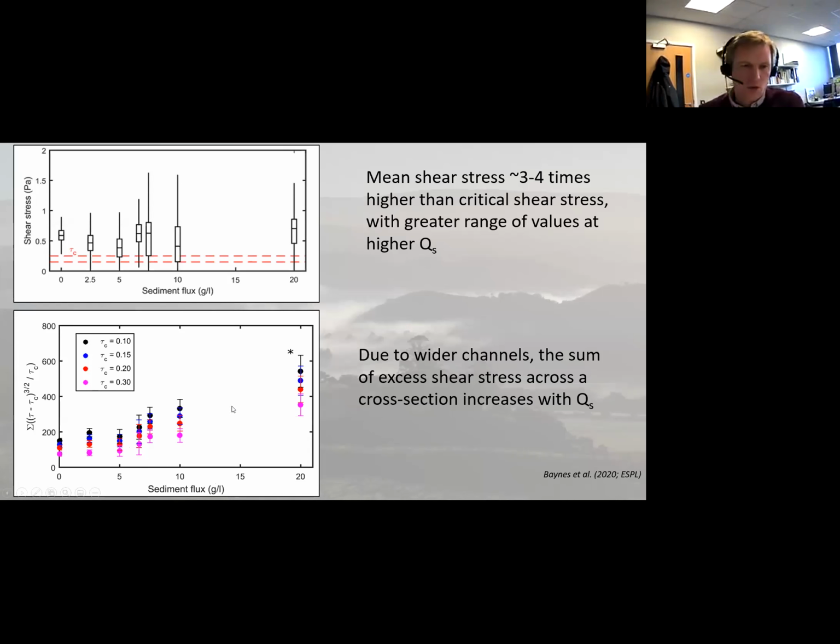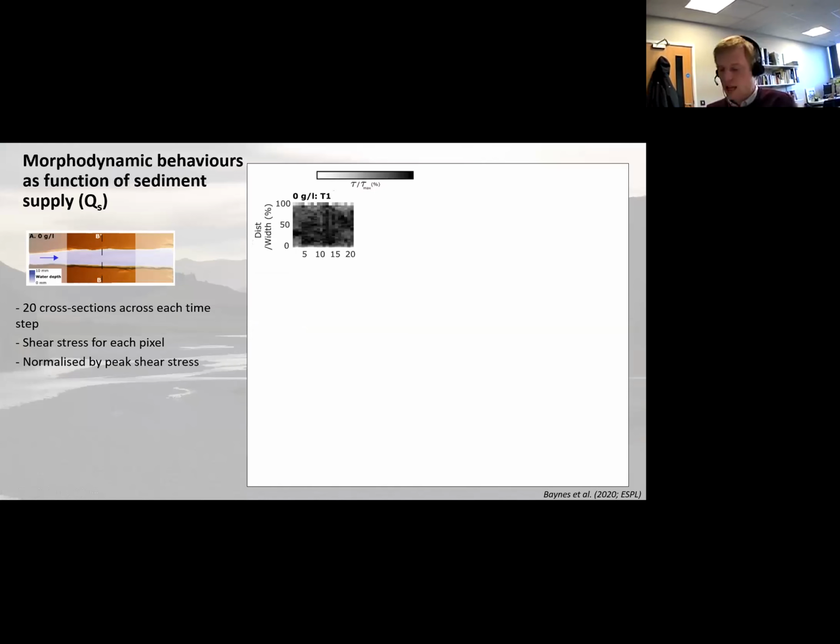So we seem to have this relatively constant mean shear stress across the cross sections, and then this increasing excess shear stress when we increase the sediment supply. But while we have a relatively constant mean shear stress, the distribution of the shear stress within the channel is not constant, which we explore here in a little bit more detail.